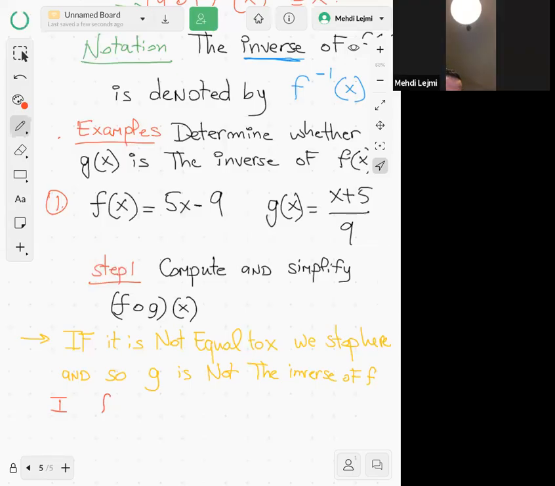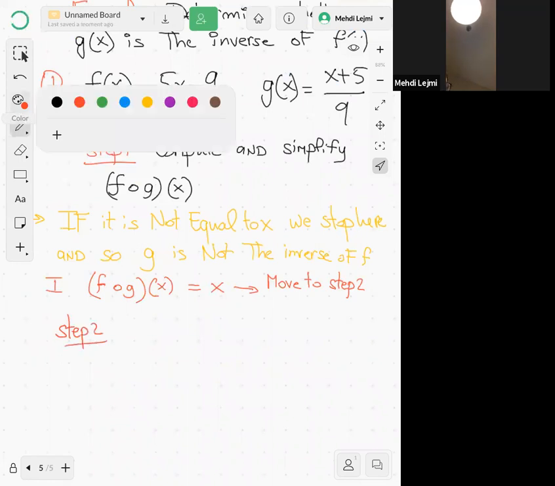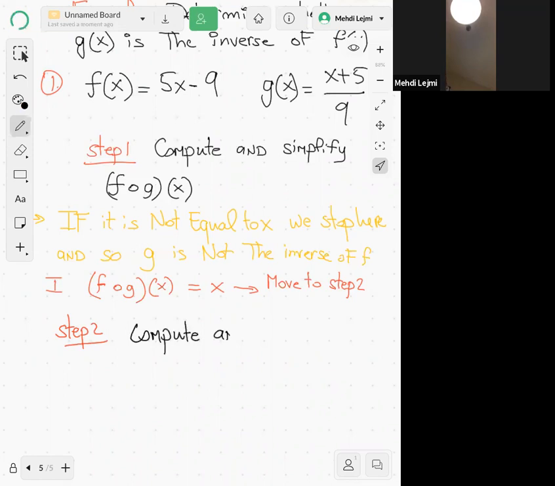So if f composed with g is equal to x, then we move to the next step. Step 2. In step 2, we have to compute and simplify g composed with f.